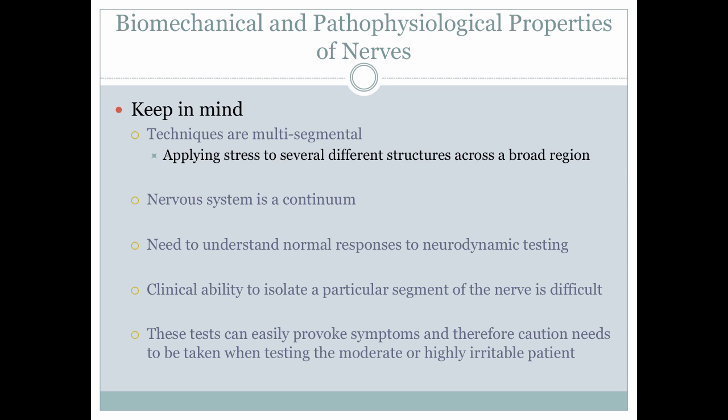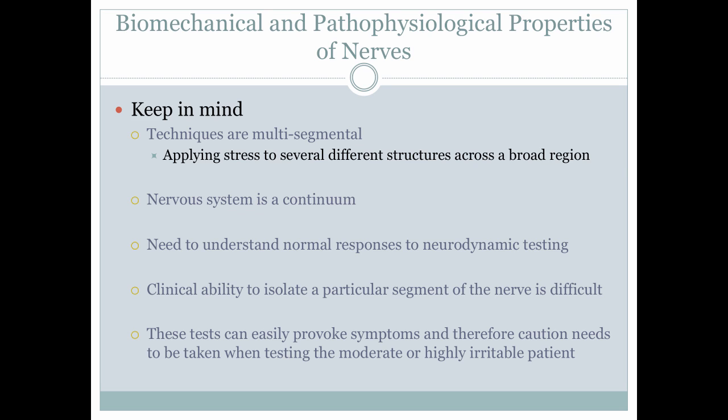Keep in mind the continuous structure of the nervous system, thinking back to Harriet, and realize we need to understand what the normal response is to a neurodynamic test to help us better interpret a positive test. And so I think we've all experienced, as we've learned about these different tests, we've put ourselves in those positions, or we've had colleagues perform the test on us, and everybody gets some sort of symptom response. And the question always becomes, well, is that normal or is that abnormal? And so I think understanding how normal asymptomatic individuals respond to these tests will help us then determine what really is a positive test. Realize it is very difficult to isolate a particular segment of the nerve clinically.